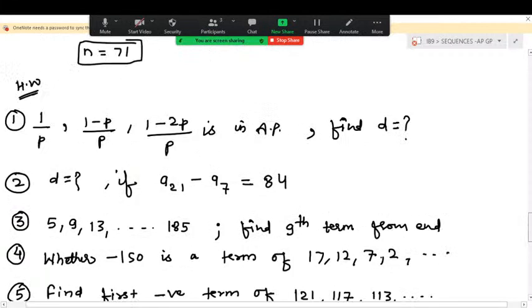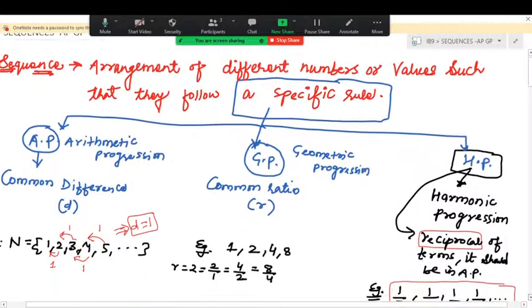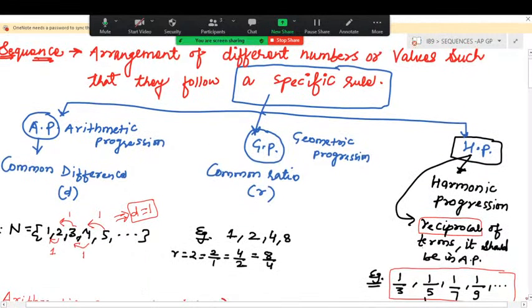Let's first cover what we have. I'm just telling you the things in brief. A brief introduction I'm covering first, then I will tell you how to solve this question. Sequences are actually arrangements of different numbers or values that follow a particular rule, and here the rule may be common difference being the same, and such a rule gives us a sequence known as AP.